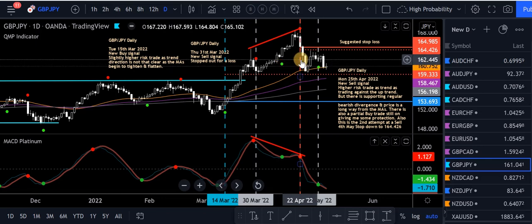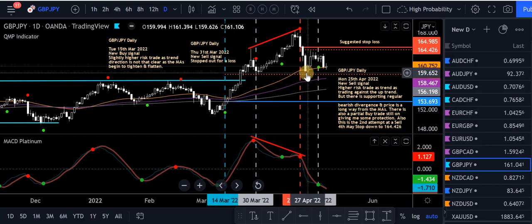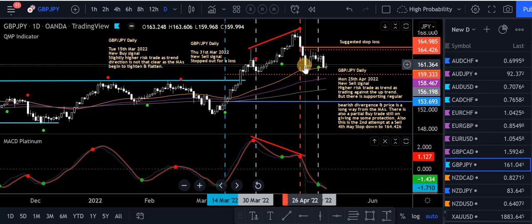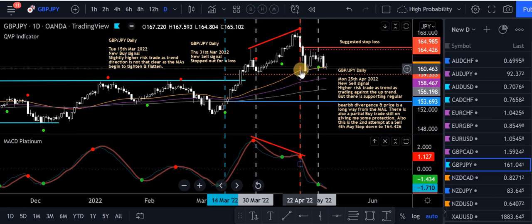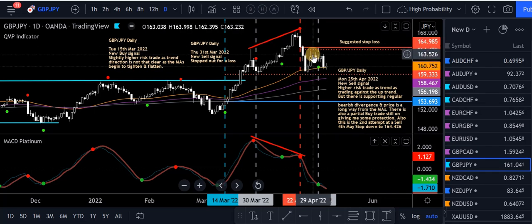Then we've taken another sell here. So that's the 25th of April. And it's come down. As soon as we get to these MAs here and the MACD Platinum through the zero level, we're closing half. What do I call that? 4th of May, I dragged the stop down, I think. So you close half in here. The stop would have been up here somewhere.